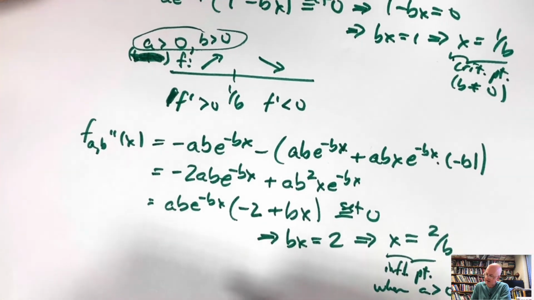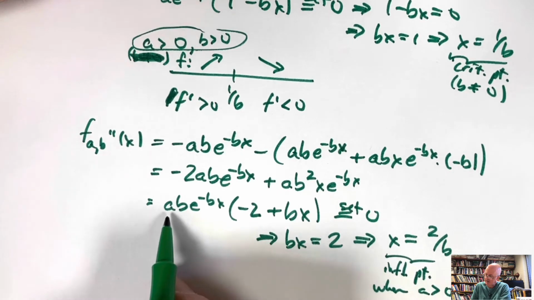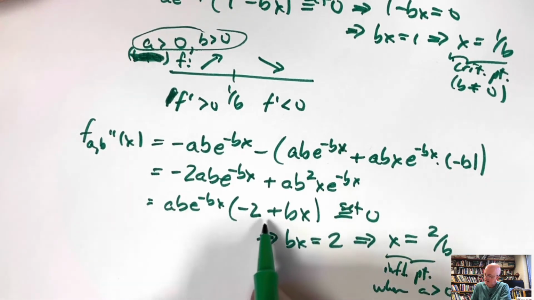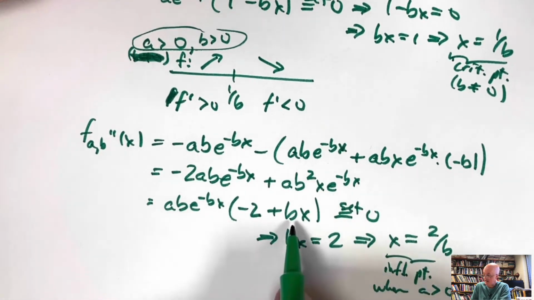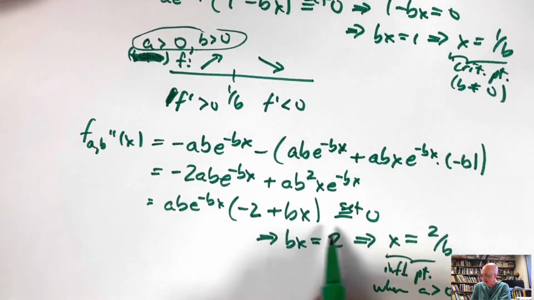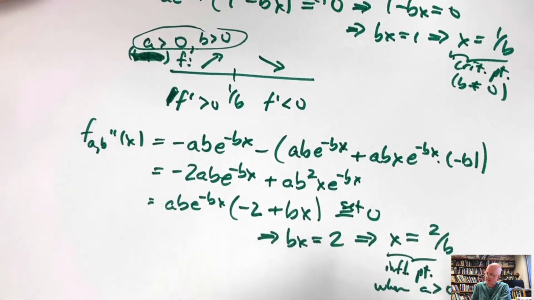You could think about the sign of the second derivative. If a and b are positive, this is positive. If you're less than 2 over b, like 0, this is negative. The graph of the original function will be concave down, because the second derivative is negative. And as x gets bigger, this becomes positive, and the graph becomes concave up.